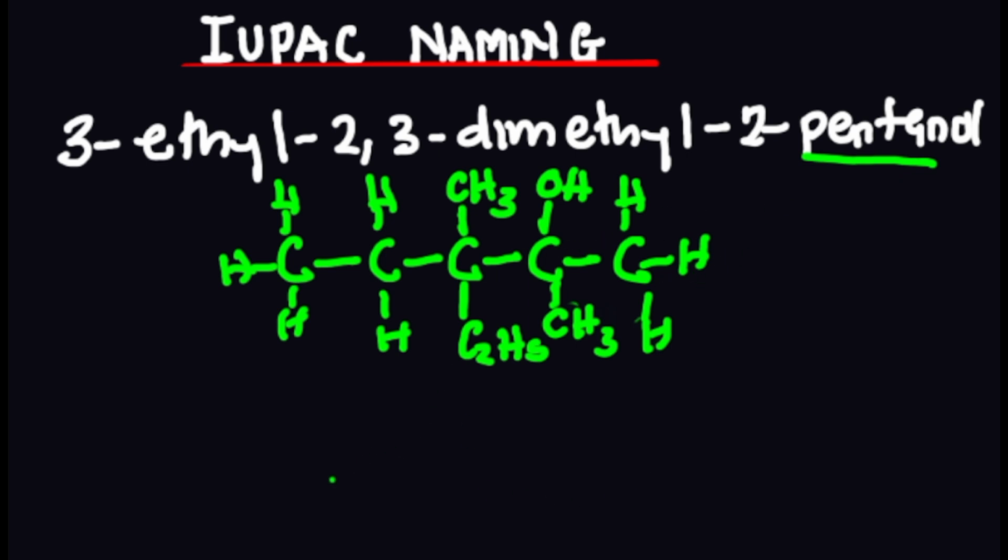Now let's go ahead and try out the skeletal structure. That's going to be pent, 1, 2, 3, 4, 5. Then on position 2, we're going to have OH. On position 2 as well, we're going to have a methyl group, which I represent like this. At the same time, on position 3, we are going to have a methyl group, which I'm going to represent as this, and we're also going to have an ethyl group, which I represent as this. So this is basically 3-ethyl-2,3-dimethyl-2-pentanol.